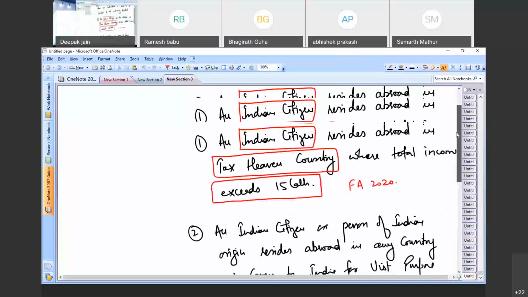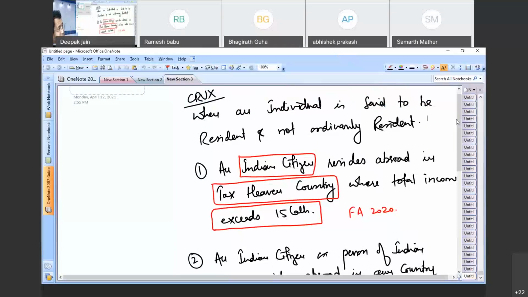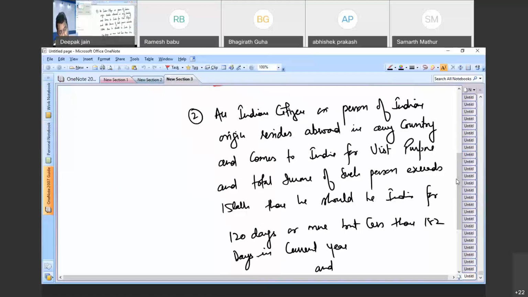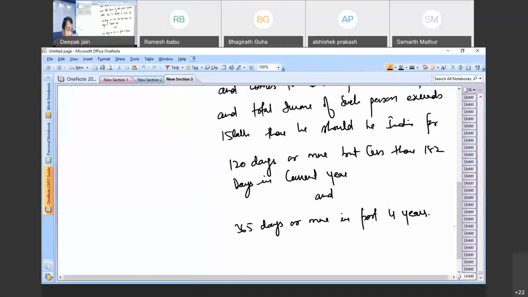Extremely sorry. So finally, crux of the matter. An individual is said to be resident and not ordinarily resident in the following three situations. Number one, an Indian citizen resides abroad in a tax haven country where total income exceeds 15 lakh. Number two, an Indian citizen or person of Indian origin resides abroad in any country and comes to India for visit purpose, his total income exceeds 15 lakh, and he should be in India for 120 days or more but less than 182 days in current year, and 365 days or more in past 4 years.